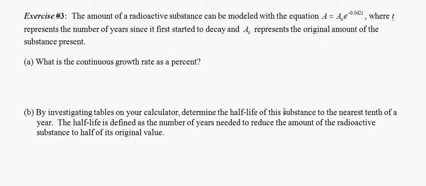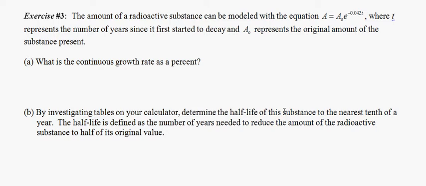All right, let's look at a situation that's decreasing. I think modeling using e is amazingly helpful, especially in a decay scenario. So let's take a look at number 3. The amount of a radioactive substance can be modeled with the equation A equals A sub 0 times e to the negative 0.042t, where t represents the number of years since it first started to decay, and A sub 0 represents the original amount of the substance present.